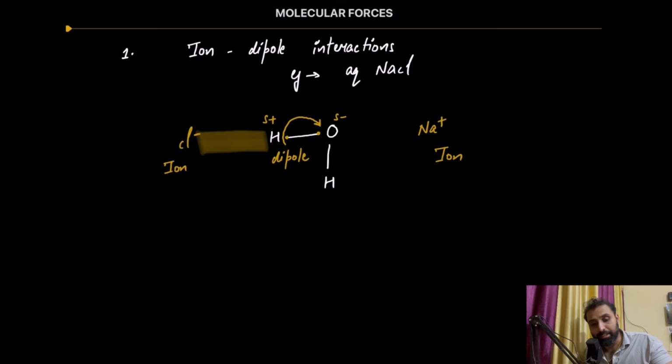Now on the other hand, we got the interactive force between the delta negative charge of oxygen and the positive charge of Na. So that's also the ion dipole interaction. Here ion is Na positive and dipole is OH polar bond. So that's the example of ion dipole interaction. Hopefully you have understood that. Let's move to the second one.